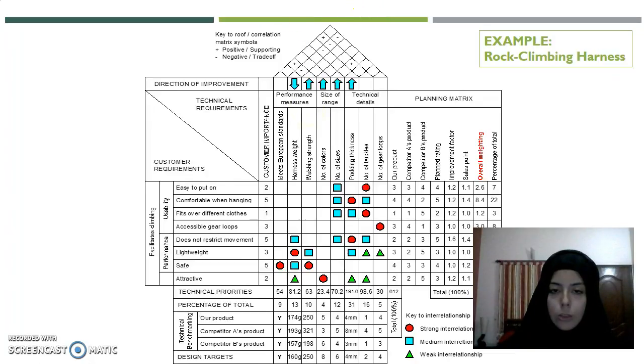So, if you look here, on the top, we have a positive relationship between meeting European standards and the number of buckles, and there's a negative relationship between the harness weight and the number of buckles. So that's how you show that. That is the final stage.